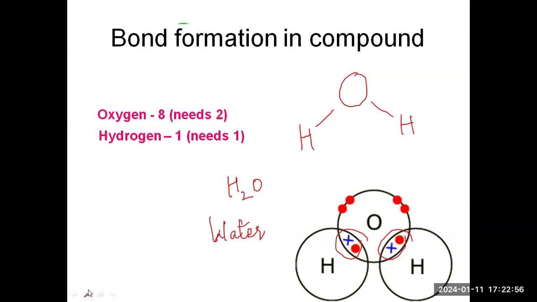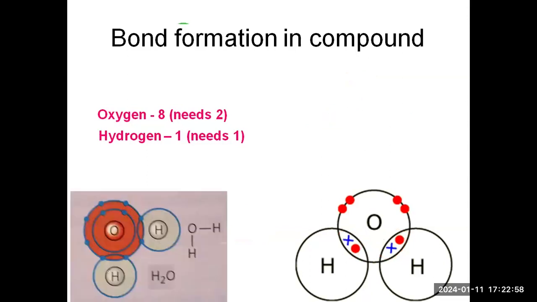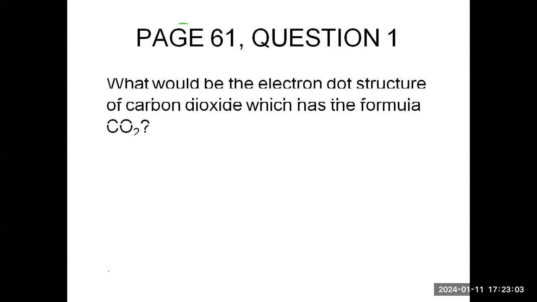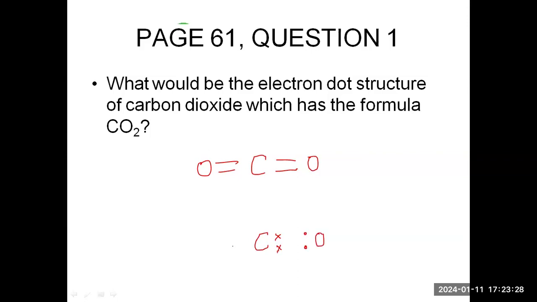All right. So between the compounds also, bond formation takes place. Now, the question is what would be the electron dot structure of carbon dioxide, which has the formula CO2. Now we know the valency of carbon is 4 and oxygen is 2. So here it will share the electrons like this. Now you need to show the electron dot structure, so you can simply do it using the dot and cross.